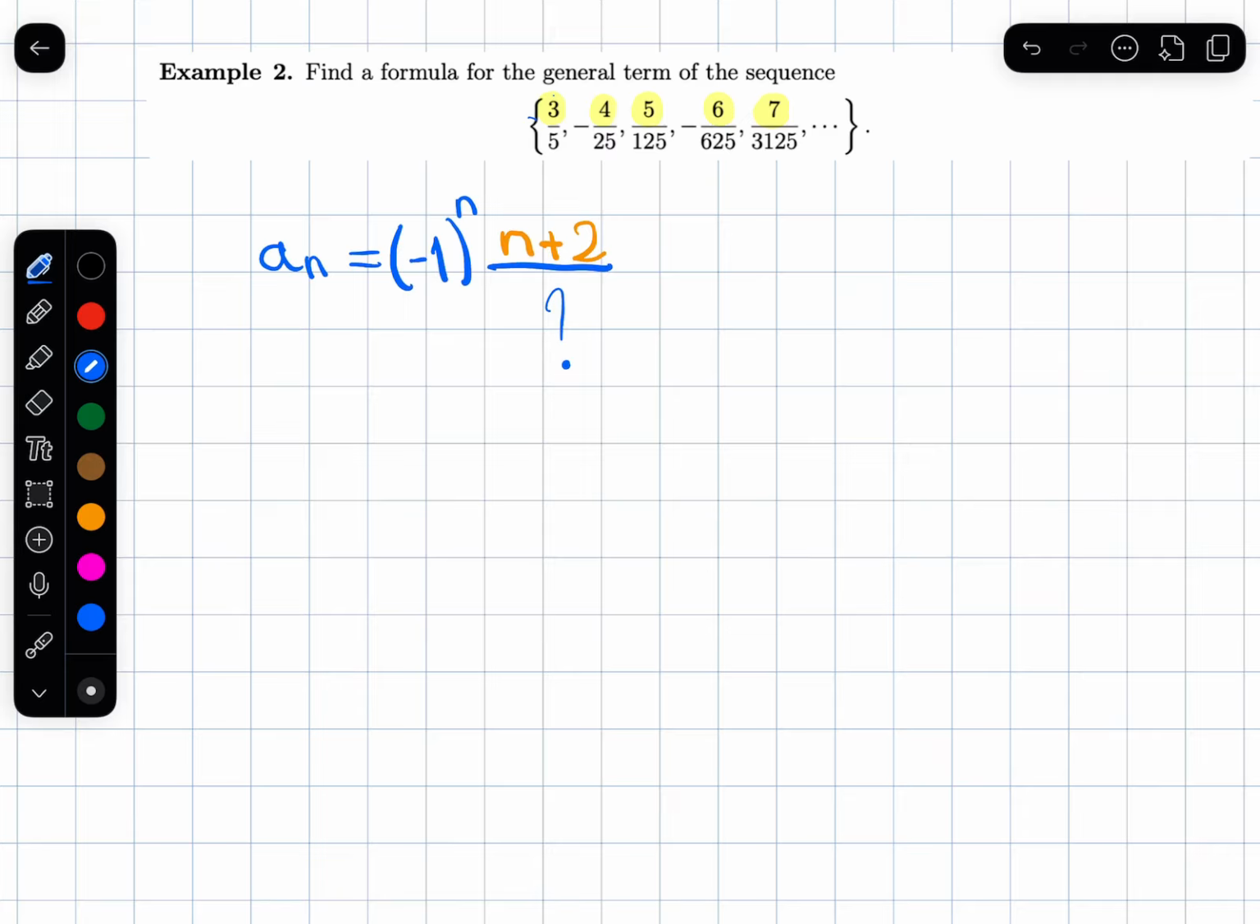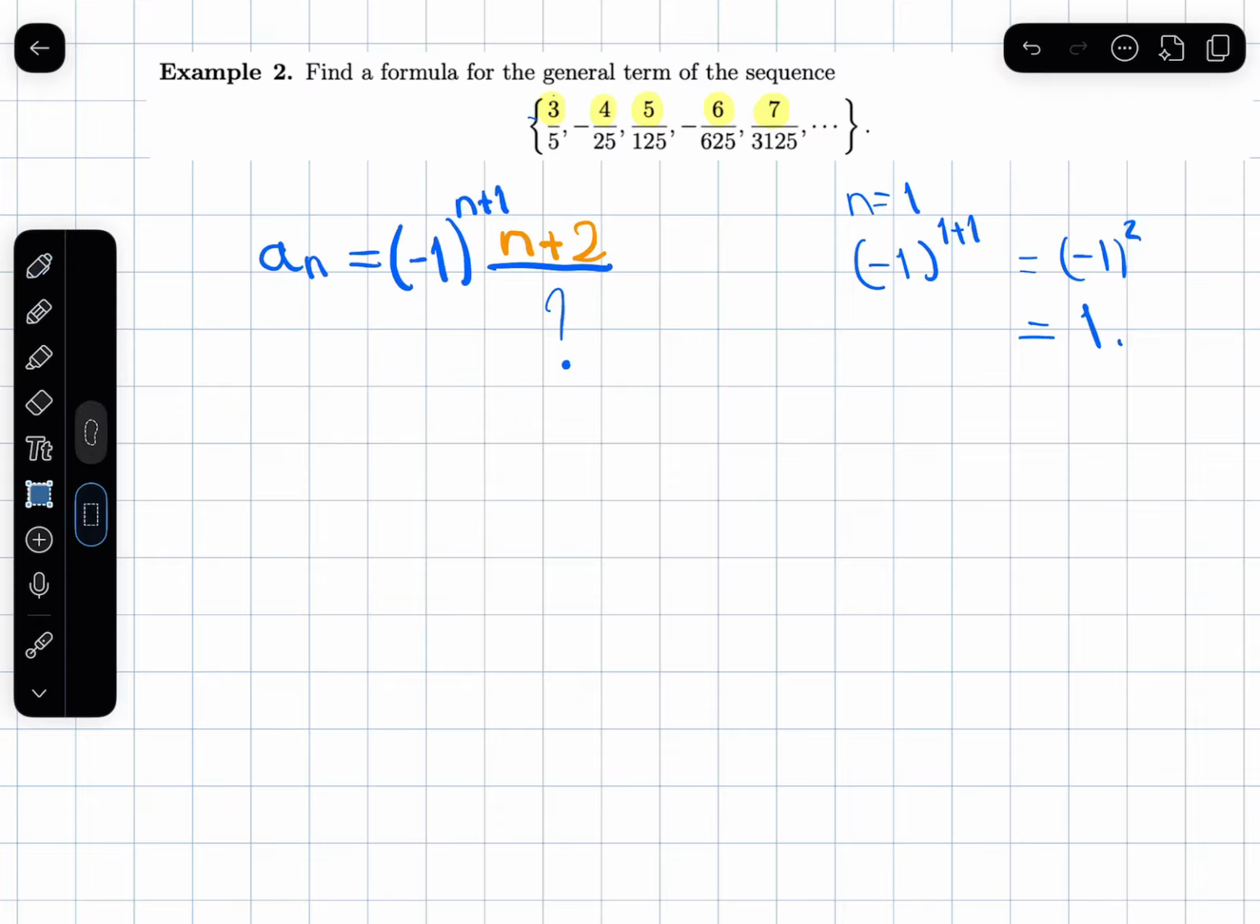So if I just leave it at this, when n equals 1, I'm going to get negative 1 to the power 1, and that's going to be negative 1. So that will make my first term negative, and that's not what I want. I want my first term to be positive. So what I do is I shift this, and I add an n plus 1. Because now, when n is 1, this will be negative 1 to the power 1 plus 1. So negative 1 squared, so positive 1, and the first term of the sequence will be positive. Okay, so right now we're doing a great job in finding those parts of the terms of the sequence.